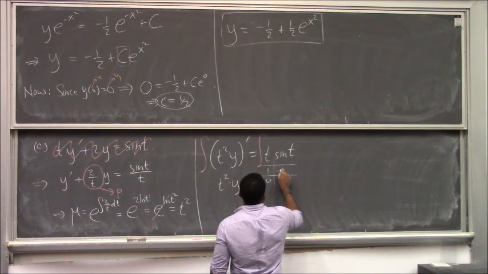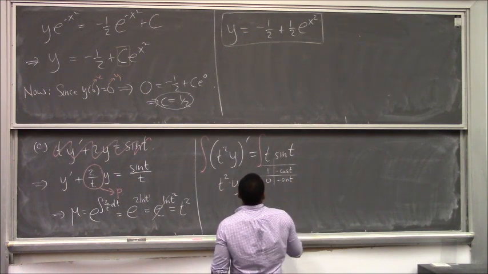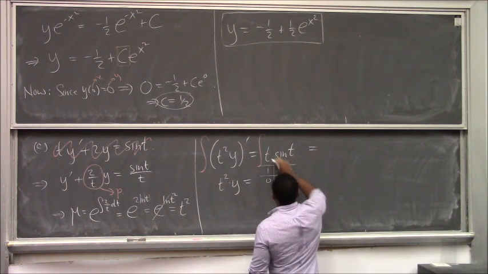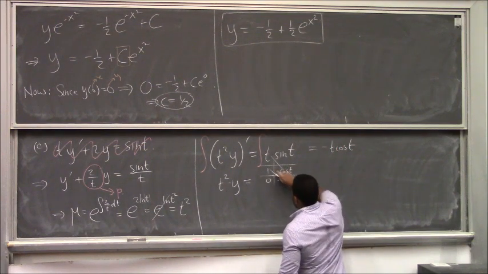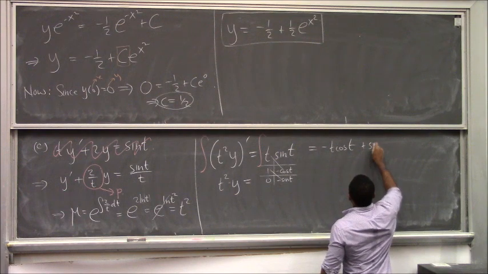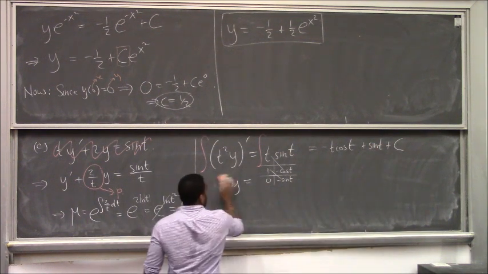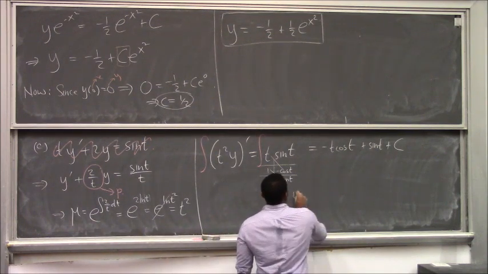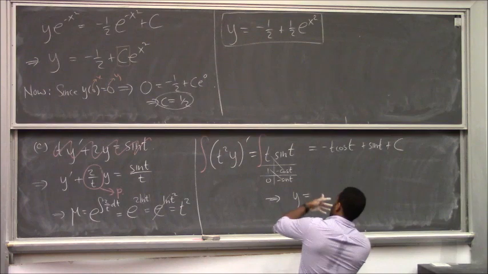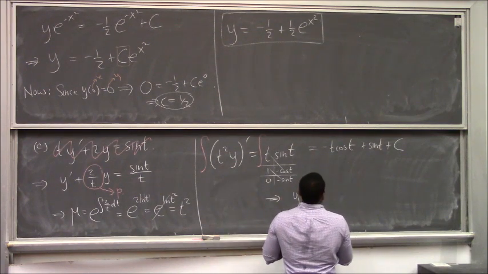The integral of that is minus cosine. The integral of that is minus sine. So this is actually going to be equal to minus t cosine t plus sine t. And so now this is going to mean that our y is going to be, I'm going to just divide that by t squared.